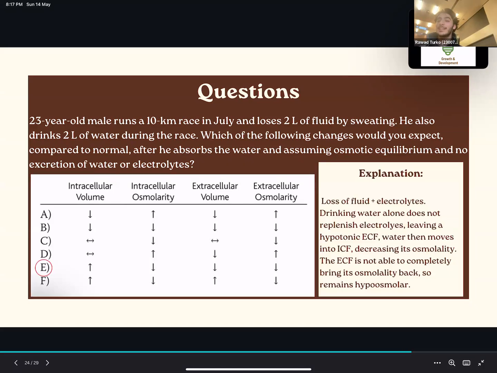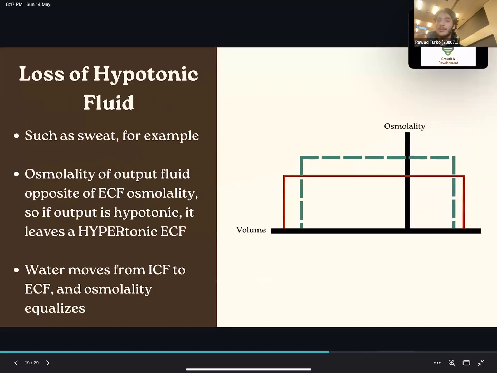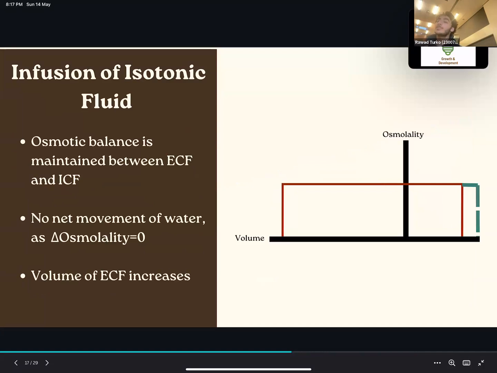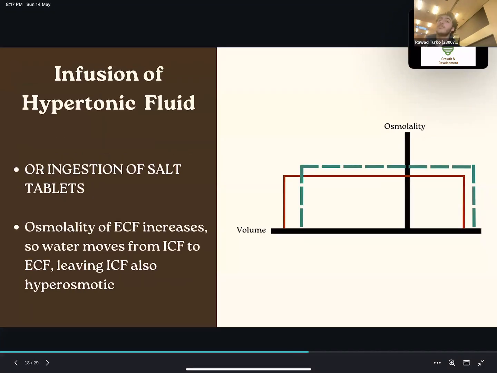The answer is E. Now, as I mentioned, this one's a bit of a hard one, so let's just go through it step by step. The way we like to go through these cases, looking at the Dorionic diagram, is as if we're going through a timeline. So in this example, let's say we have an infusion of a hypertonic fluid. Let's go step by step.